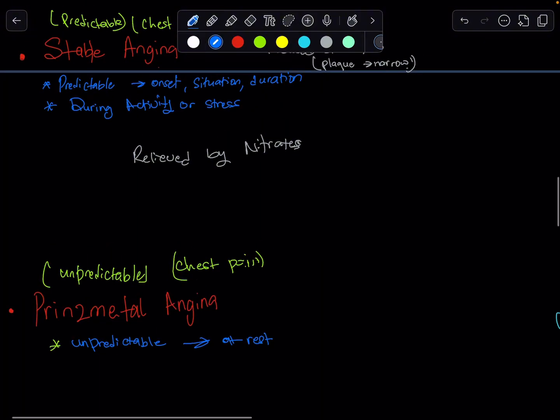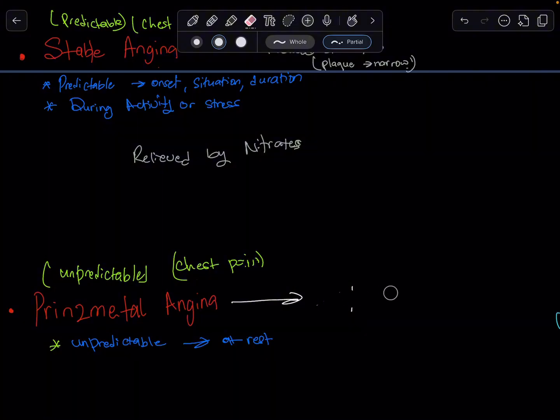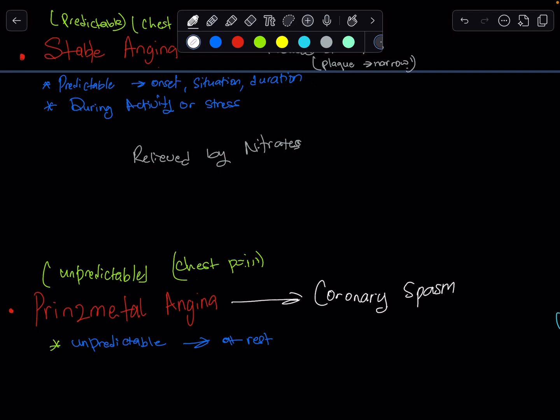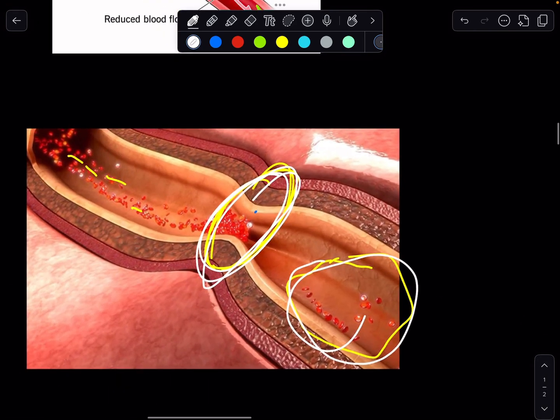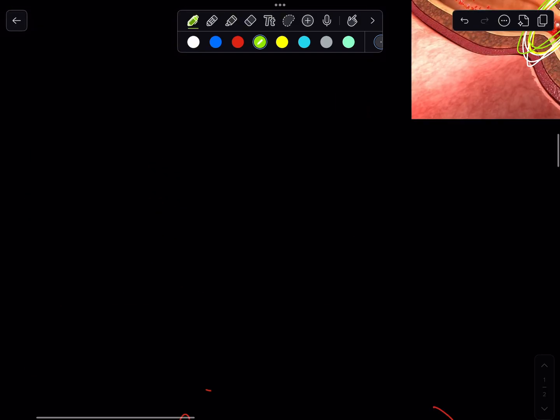But why does it happen though? It happens because of vasospasms, or coronary spasms rather. Let's say coronary spasms. And we already know what coronary spasm is, right? Coronary spasm is a tightening or squeezing of the artery, which causes reduced blood flow. And that's how that happens.